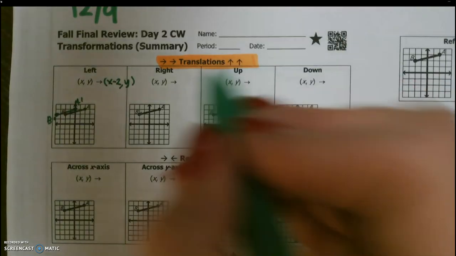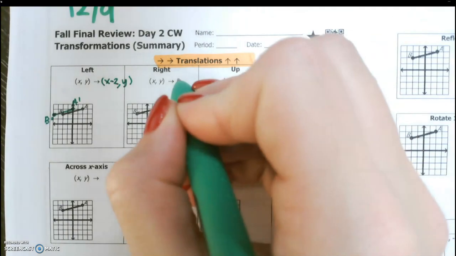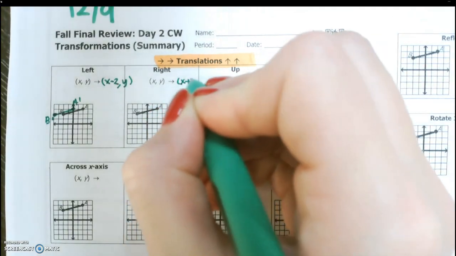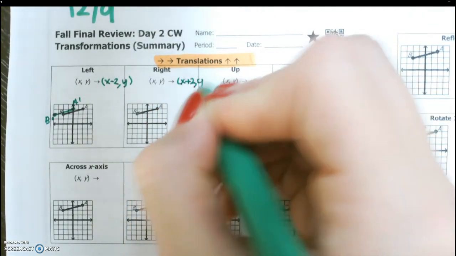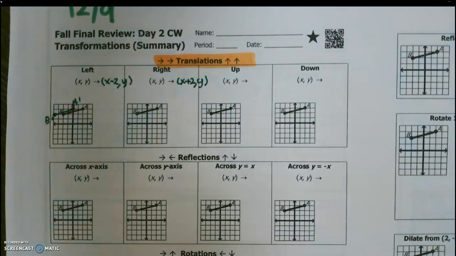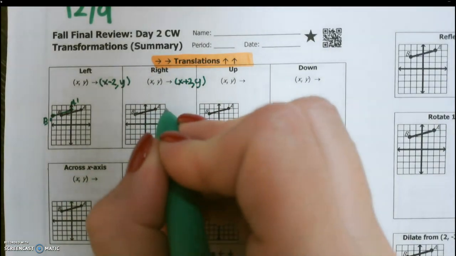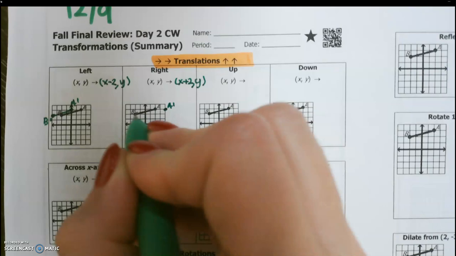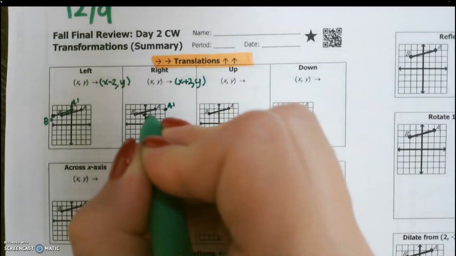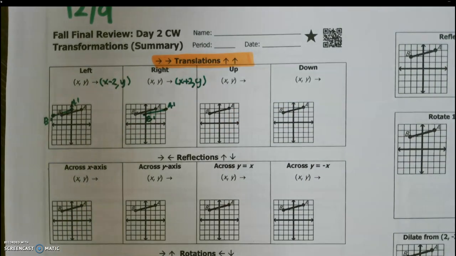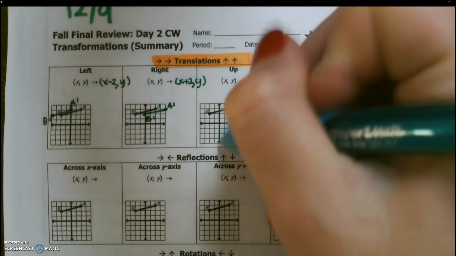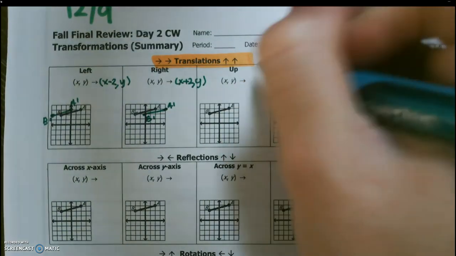On the next one, if we go 2 units to the right, then we are going to be adding 2 to our x and then doing nothing with the y. So 2 units to the right, I'll move a over into a prime, b over into b prime, and then make our connection. Then for going up and down, okay, going up and down is the y-axis that's being affected.